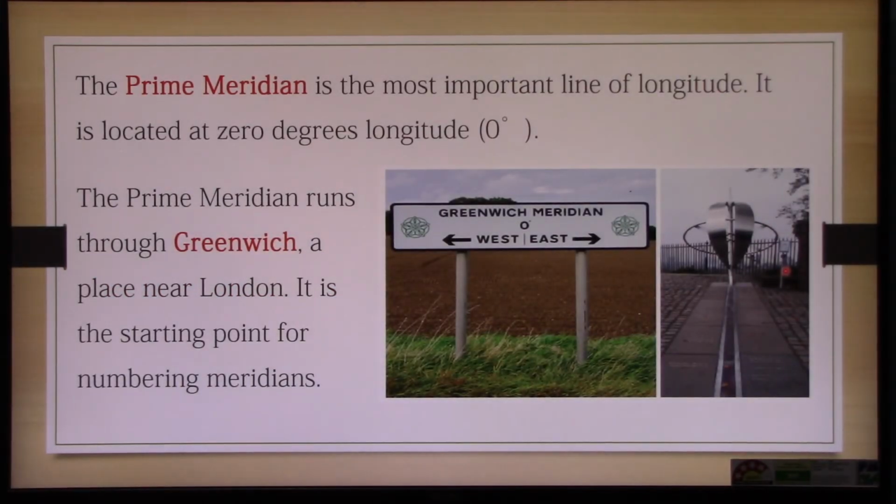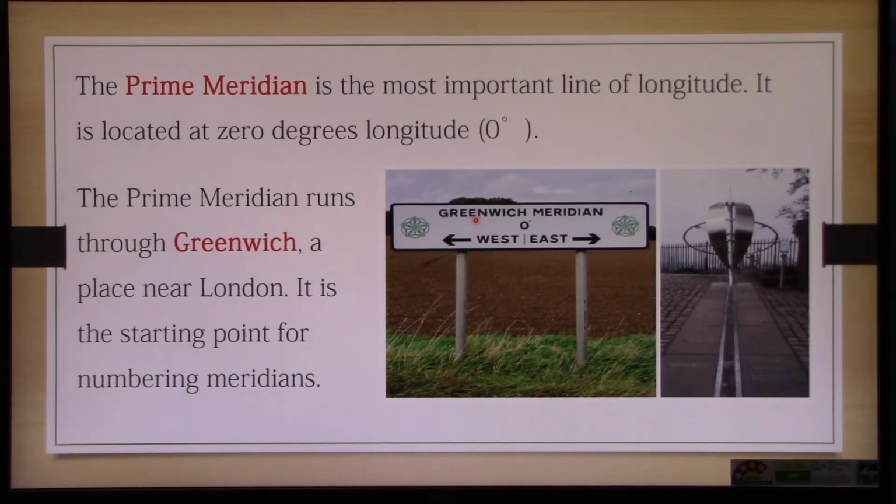Now when we talk about meridians, what is it? The prime meridian, which is the most important meridian of all the other meridians. So the prime meridian is the most important line of longitude. It is located at 0 degrees longitude. Look at this line, children, and how it has been divided: this side eastern and this side western.